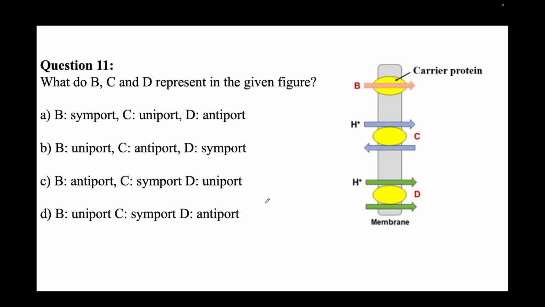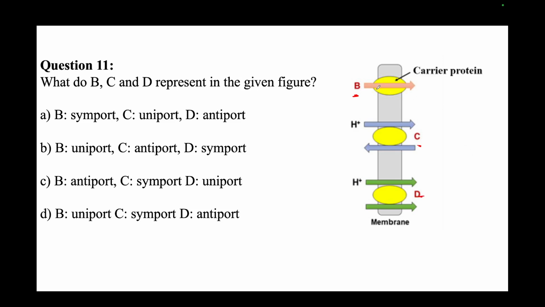Next question, question number 11. What do B, C and D represent in the figure? So here we have three types of transporters shown. What are these?